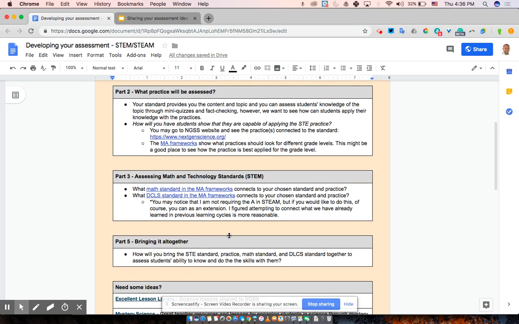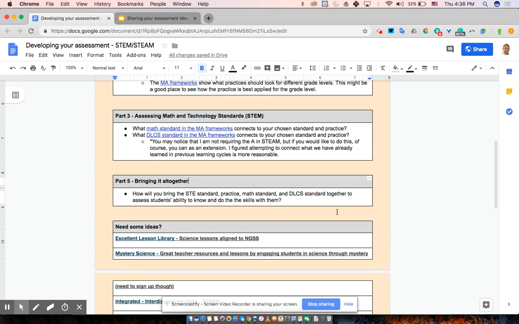Then we're going to start to be thinking about what ways can I incorporate a math standard from the MA frameworks in there? What ways can I incorporate digital literacy and computer science? I do this all the time, I feel like DLCS. But what way can we incorporate a standard from those two frameworks as well? So then how are you going to bring it all together so that students can show their ability to know and do the skills together?